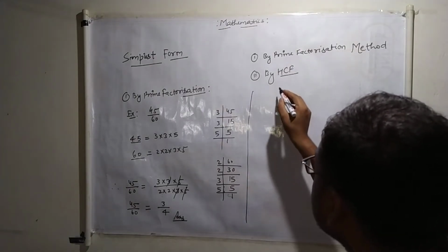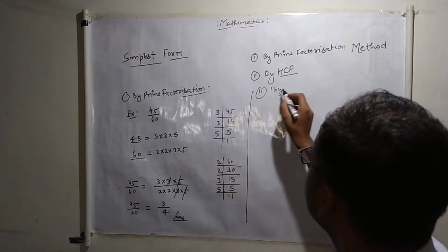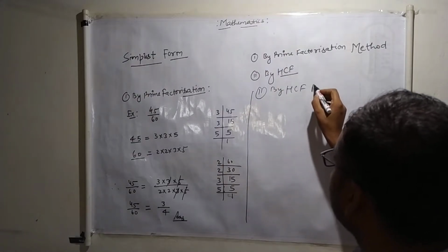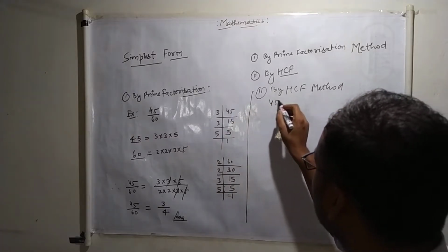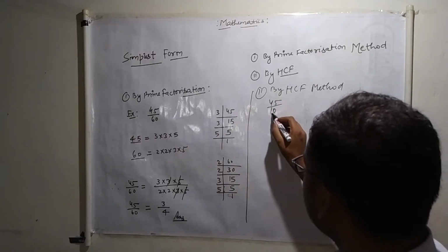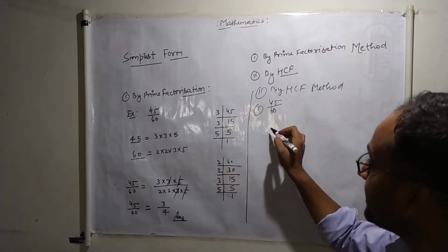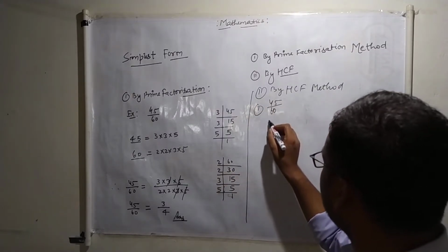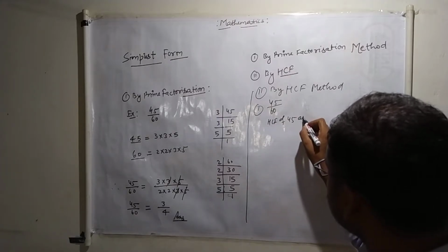The second process is the HCF method. Same question, 45 upon 60. In this one, first you find the HCF of both numbers. So the HCF of 45 and 60.